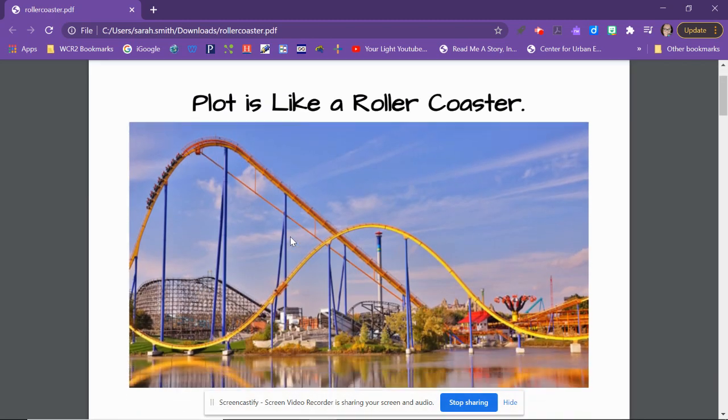All right. Well, thank you for listening all the way to the end, and hopefully this helped make some of those plot words or vocabulary make a little bit more sense. Have fun reading the story and figuring out that roller coaster.